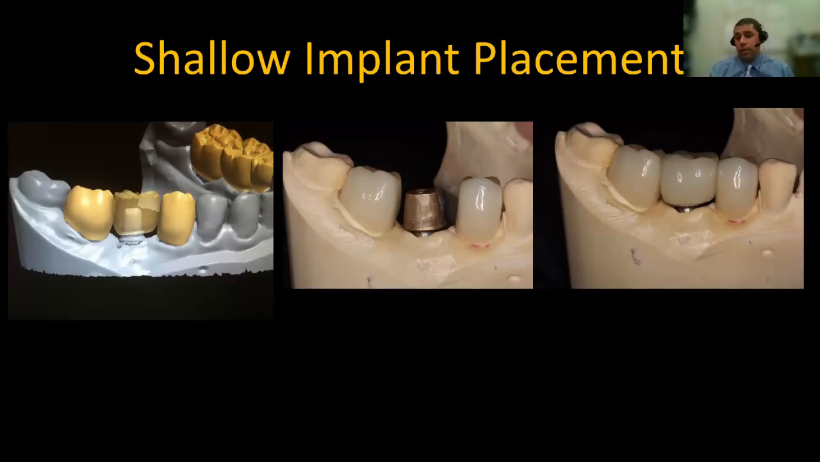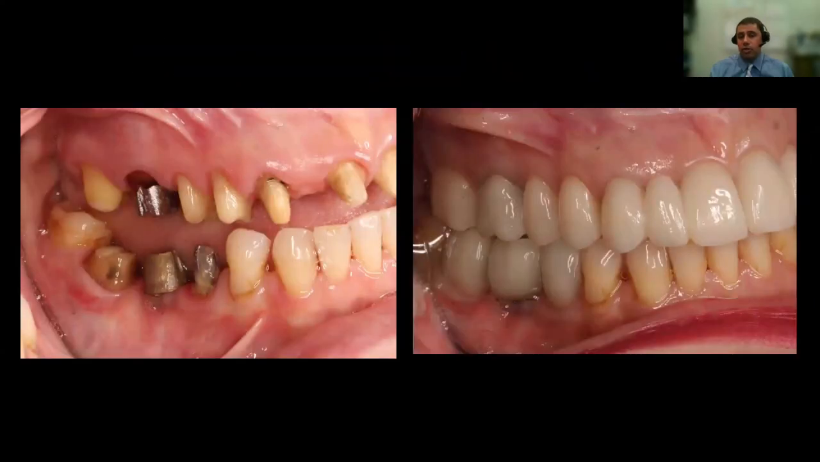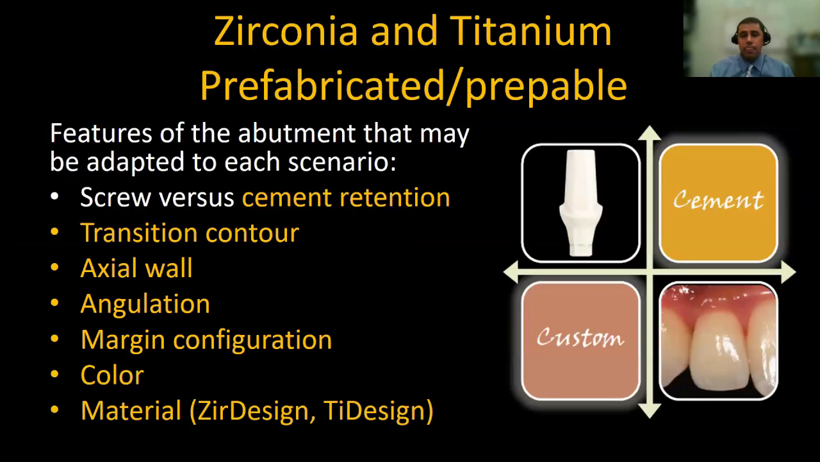So we decided to just go ahead with a cast abutment with full control of that by the lab technician. And that's how it was manufactured, resulting in a very good outcome for the patient, similar to what you see here. Now, zirconia and titanium prefabricated abutments are available and utilized. Those are prefab abutments, but can be prepared by the technician or by the dentist to fabricate more customized restorations.